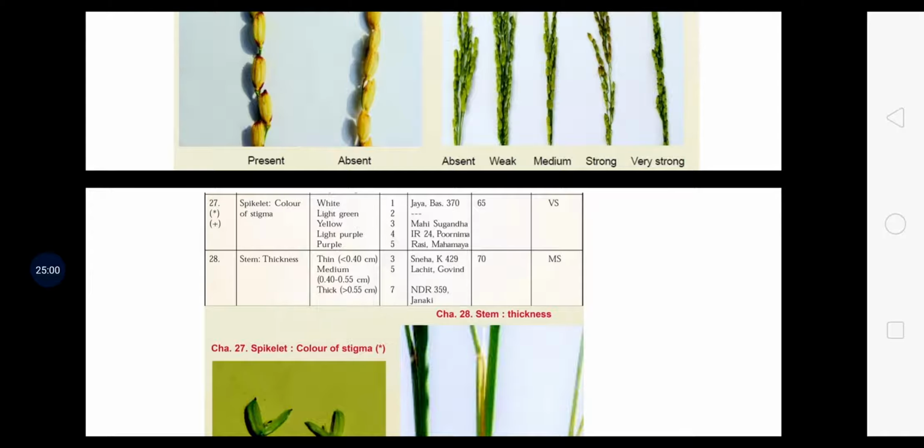Example for white type of spikelet color on stigma is Jaya Basmati 370. Yellow color is Mahi Sugandha. Light purple is IR24 Purnima and purple is Rasi and Mahamaya.